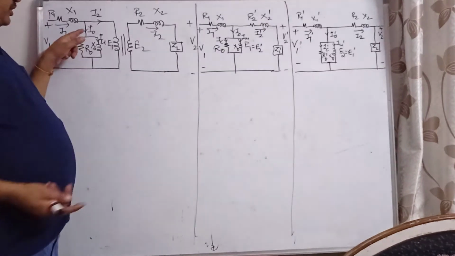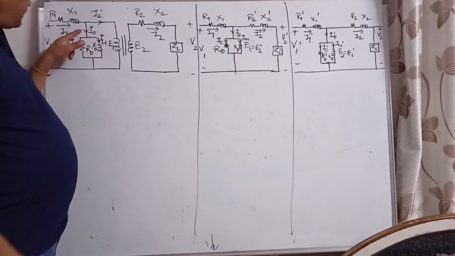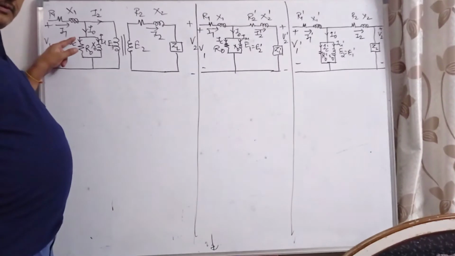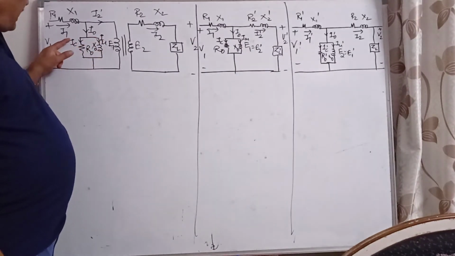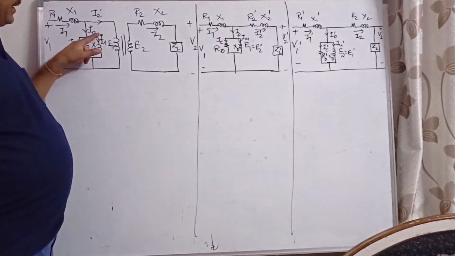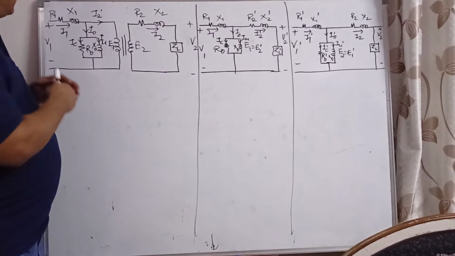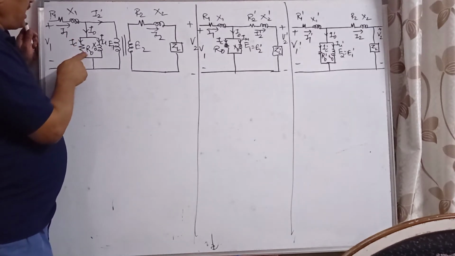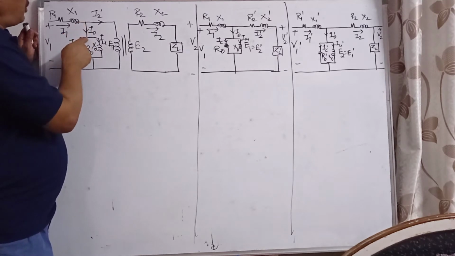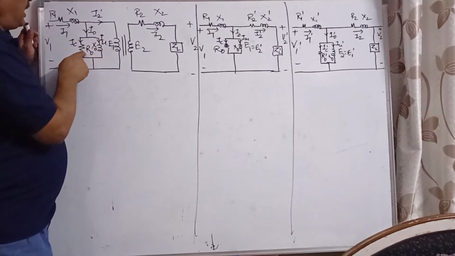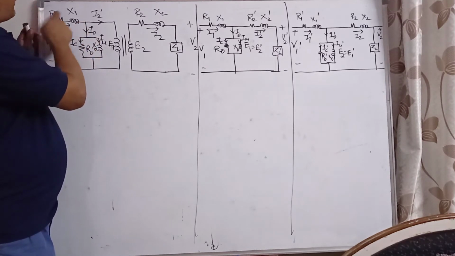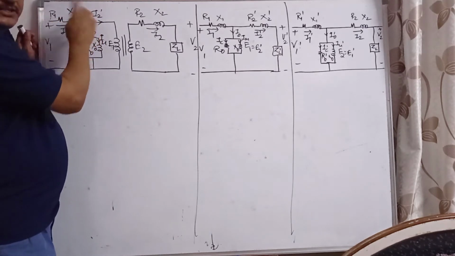Before that article we have studied that no load current has two components, core component and magnetizing component, IC and I mu. Core component flows in resistance, magnetizing component flows in reactance. So IC flows in resistance R0, I mu flows in X0. I0 has two components, IC and I mu, R0, X0. R1, X1, I1, I2 dash additional primary current.